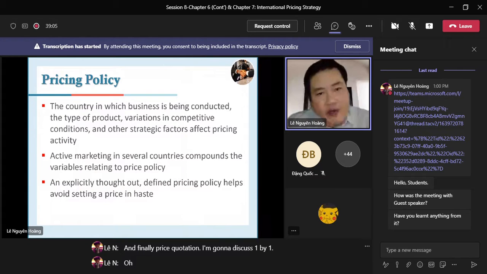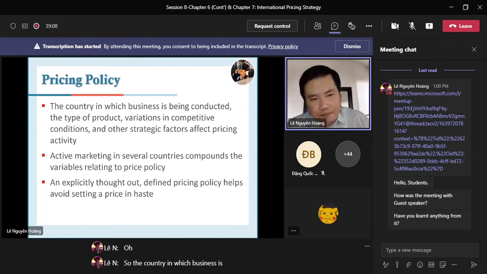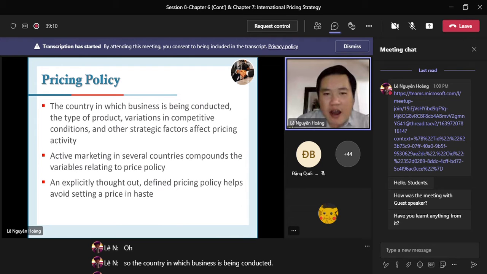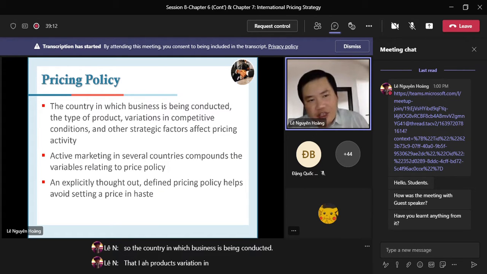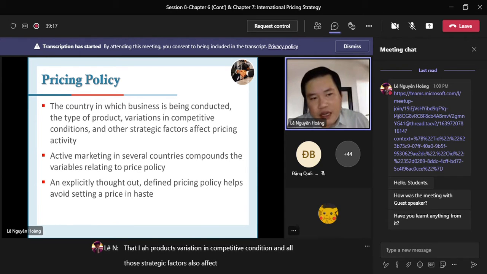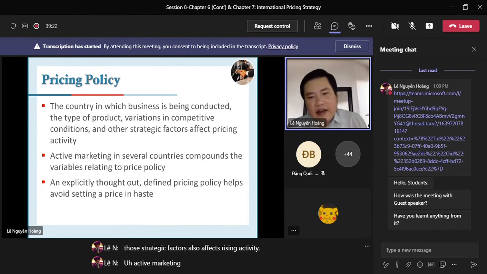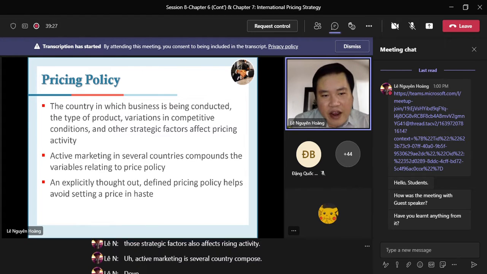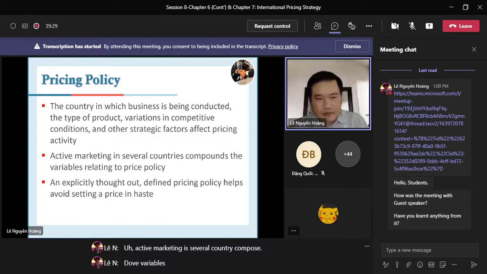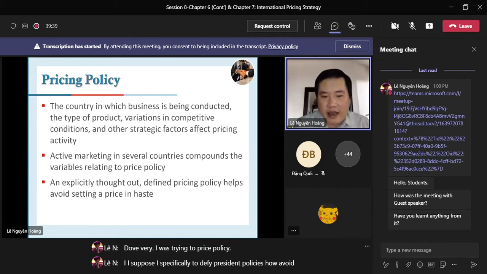So the country in which business is being conducted, the type of products, and variation in competitive condition, and all those strategic factors also affect pricing activity. Active marketing in several countries compounds the variables relating to price policy. We need to explicitly define pricing policies to avoid setting a price in haste.